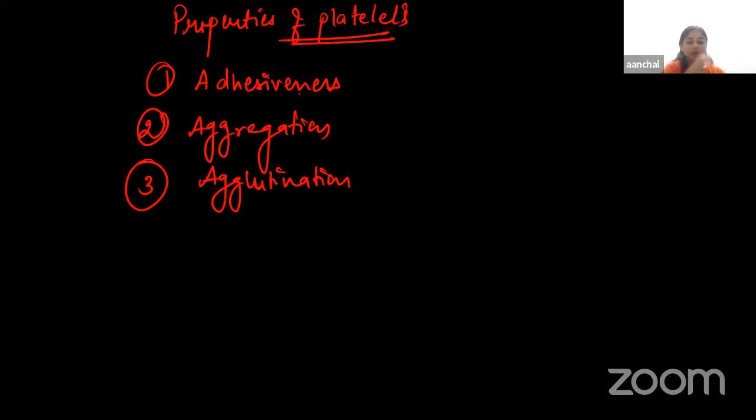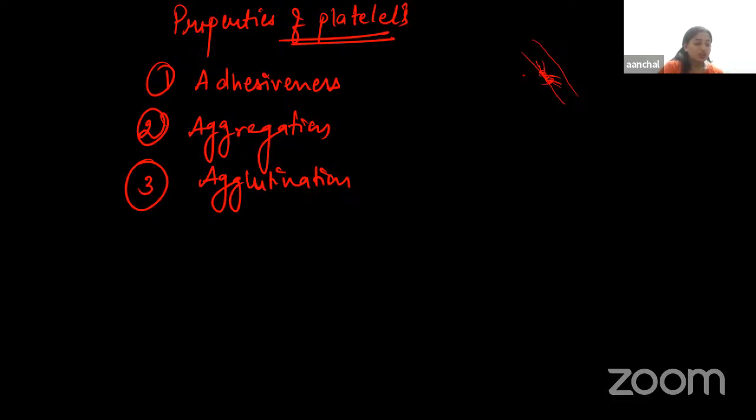So first we're going to discuss adhesiveness. What is adhesiveness? This is the property of sticking to a rough surface. What happens whenever there is any kind of injury inside blood vessels? The endothelium gets damaged and the subendothelial collagen gets exposed, right? While coming in contact with collagen, the platelets get activated and also become adhered to collagen. So here there will be adherence of platelets.